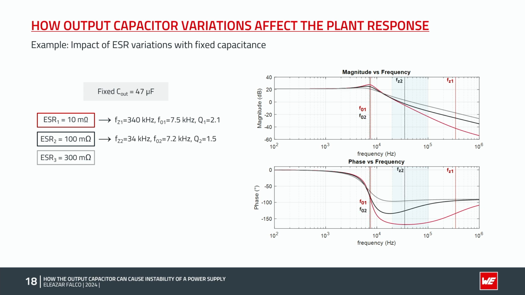For an ESR of 100 milliohm, the ESR0 position is reduced by a factor of 10 and moves down to 34 kilohertz, while the double pole frequency stays almost unchanged at 7.2 kilohertz. The lower ESR0, which is now closer to the double pole position, has a big influence in the phase curve, as we can see here, while to a lesser extent on the gain curve.